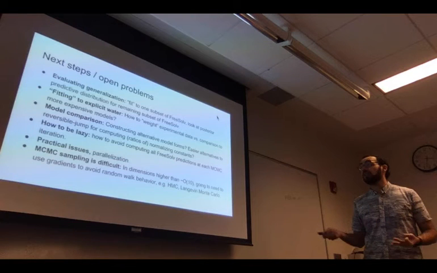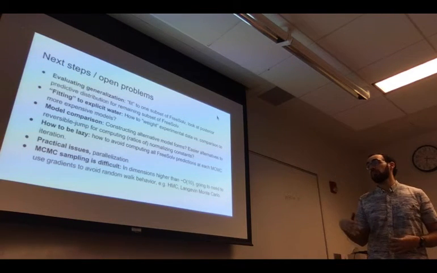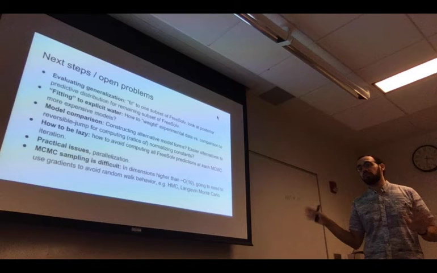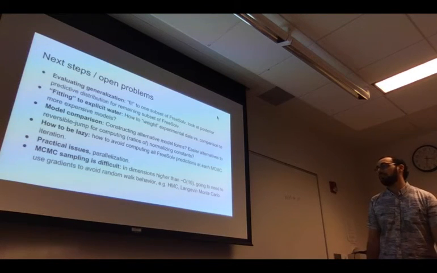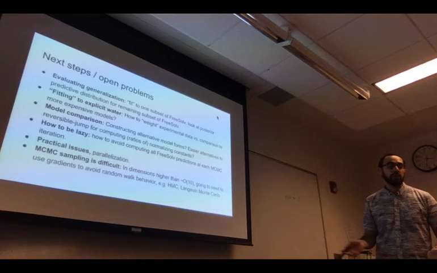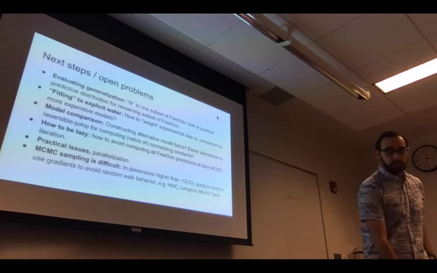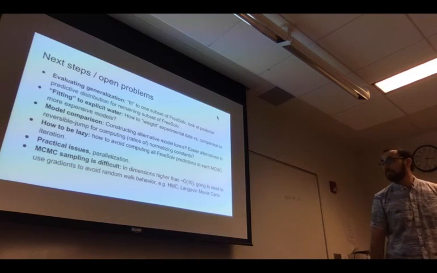And in general, MCMC sampling is difficult. Here I used a black box method that doesn't use gradients, but in dimensions higher than like 10 or 50, we are going to need to use gradients to avoid random walk behavior, so we'll need to look at how to construct something like HMC or Langevin Monte Carlo for this sort of stochastic setting. And that's all I have.